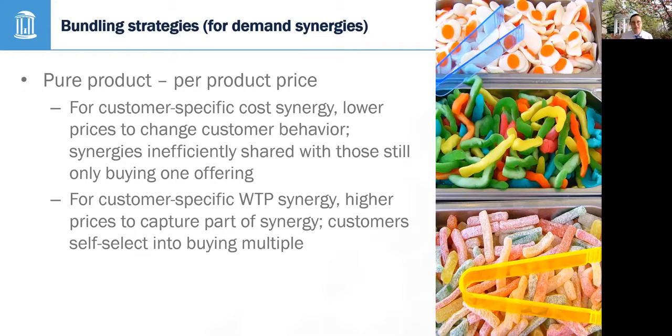That is not always the most efficient way to create value. The problem with lowering prices across the board is you're sharing some of the expected synergy value with customers that are still only buying one thing. For a willingness to pay synergy, this strategy works a little bit differently. With the willingness to pay synergy, the customer only gets value if they buy multiple things together. So they will self-select into doing that, and you can raise prices to capture some of that value from them.